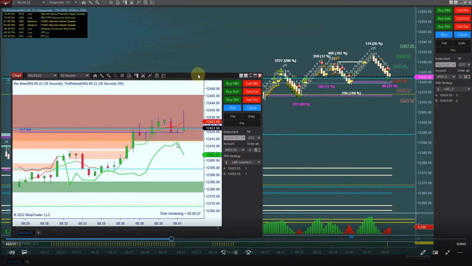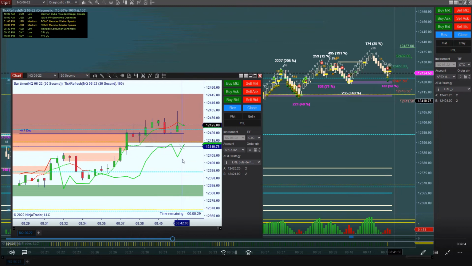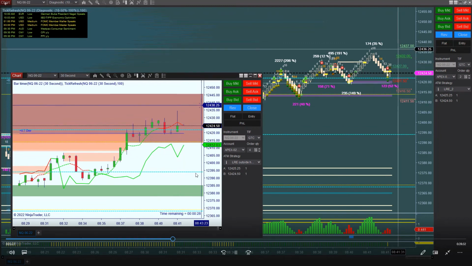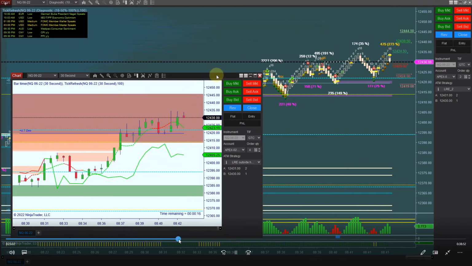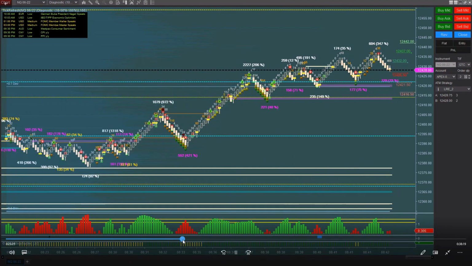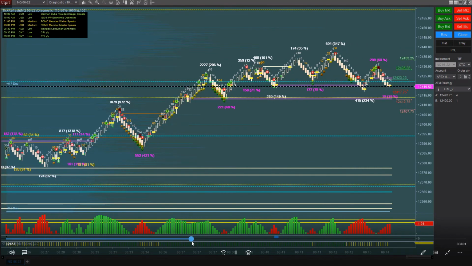So as you can see, our line here, it's splitting. That means it could chop. It's not agreeing right now. So it could start to chop. Now, here we go. I pull my chart back down just in case I'm ready to take a trade.